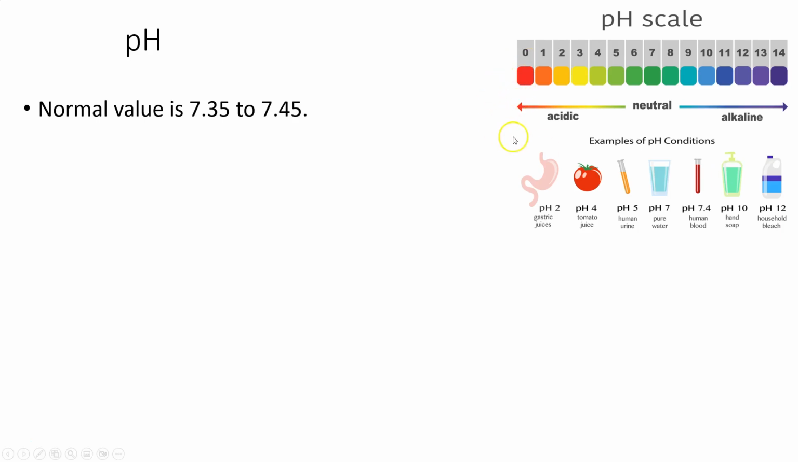Where 0 is most acidic, this would be something like gastric juices. Tomato juice and urine are all acidic substances, all the way up to 14, which is most alkaline or basic. Basic or alkaline items are things like bleach, hand soap, and human blood is a little bit basic. Water is very neutral, and that is at a pH of 7. So human blood normal values should maintain a pH between 7.35 and 7.45.